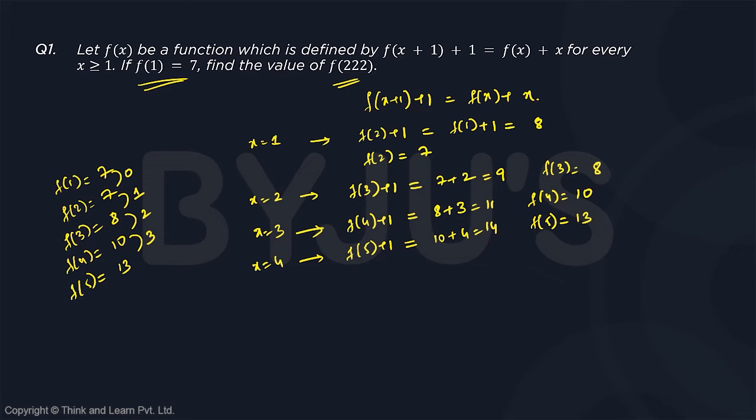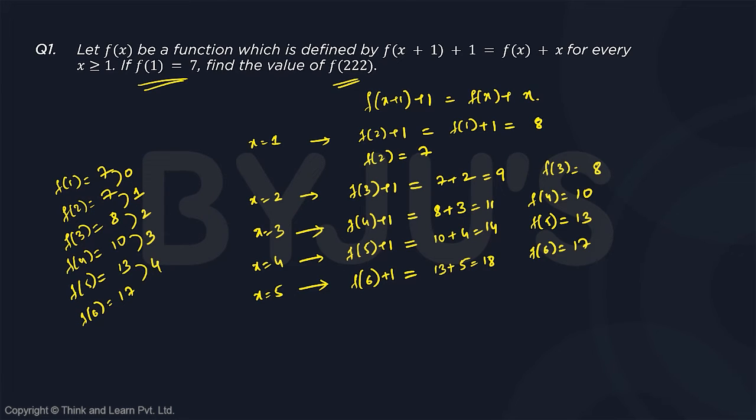The pattern is that the differences of the numbers are in AP. Just to make sure, let's take one more. x equal to 5, this gives f of 6 plus 1 is equal to f of 5, f of 5 is 13, plus 5, which is 18, 18 minus 1. So f of 6 will be equal to 18 minus 1, which is 17. So f of 6 will be 17, and you can see the difference is 4.